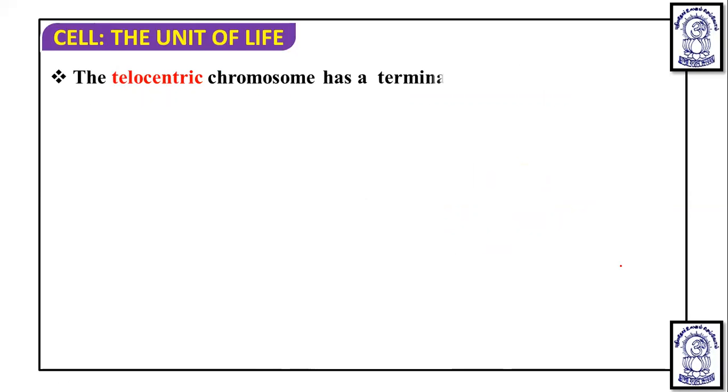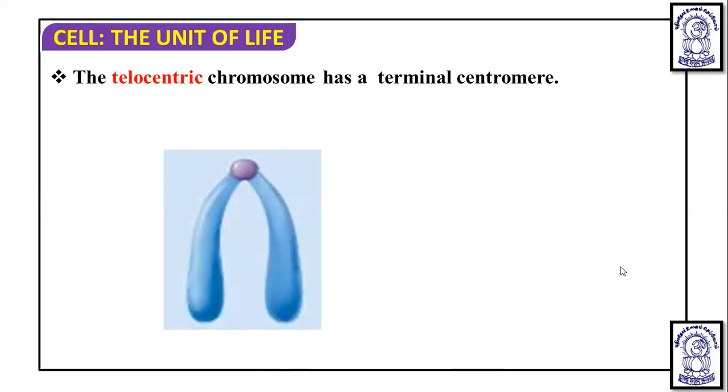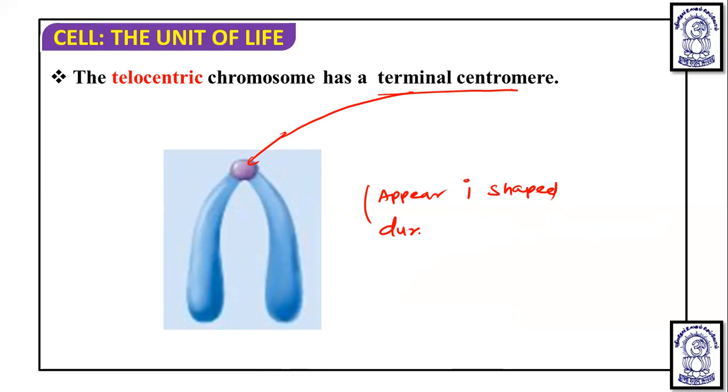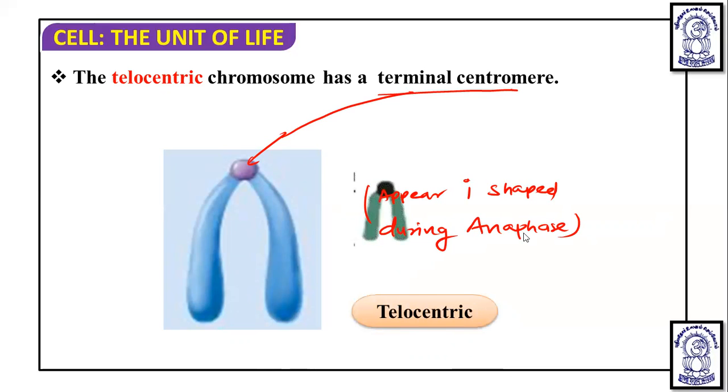Then the fourth type of chromosome is the telocentric chromosome, in which the centromere is situated at one end of the chromosome, that is, a terminal centromere. This is C, this is the centromere, and this is a terminal centromere. Okay. So this appears I-shaped during anaphase. So this is the telocentric chromosome.